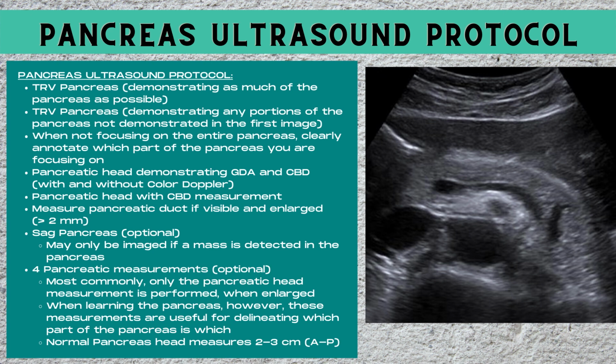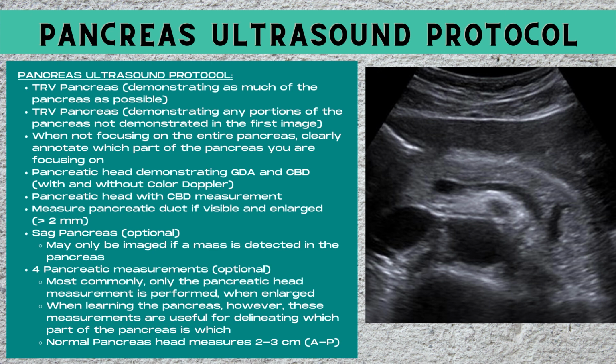You also want to take an image of the pancreatic head with a measurement of the common bile duct at the pancreatic head. The pancreatic duct is measured if visible and enlarged, which is usually when it's greater than 2 millimeters in size. An image of the sagittal pancreas is optional and may only be imaged if a mass is detected in the pancreas, but it's important to follow the protocol of your site.